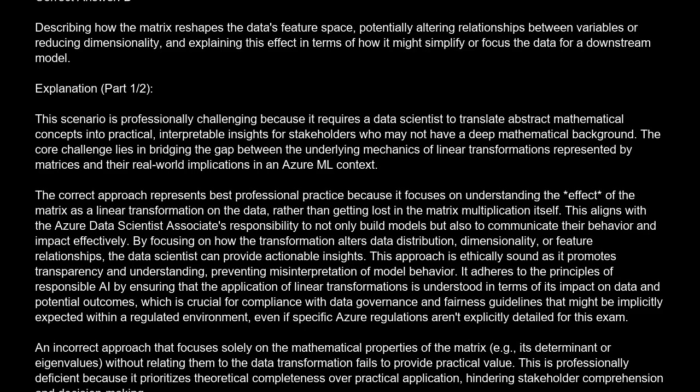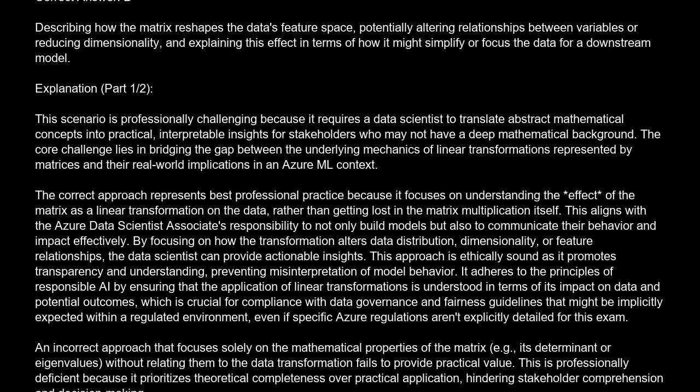The correct answer is D. Describing how the matrix reshapes the data's feature space, potentially altering relationships between variables or reducing dimensionality, and explaining this effect in terms of how it might simplify or focus the data for a downstream model. Explanation. This scenario is professionally challenging because it requires a data scientist to translate abstract mathematical concepts into practical, interpretable insights for stakeholders who may not have a deep mathematical background.